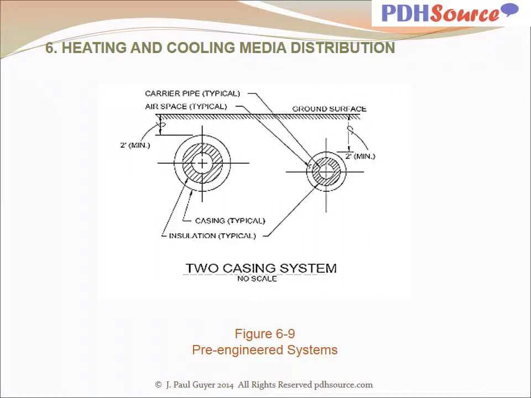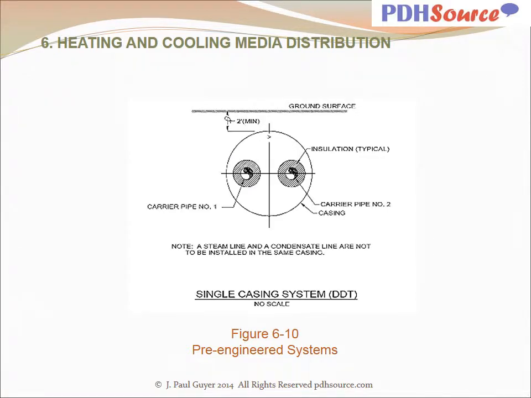And this is a simple illustration of casing types for pre-engineered systems, where the pipe with insulation is inside of an exterior casing. Another illustration in which two lines are carried in the same casing.